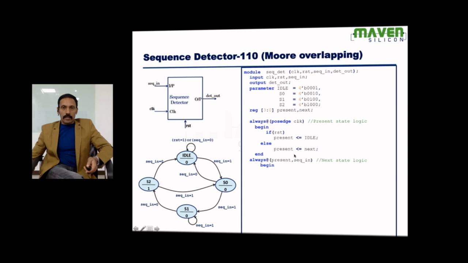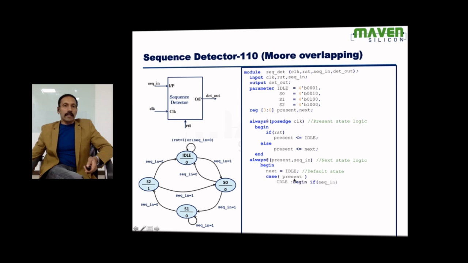Always at, with this sensitivity list, this is combinational. It's called next state logic, next state decoder. To produce next state, we need 2 things. One is present state, the other one is input. That's how we are going to define the transition. And then you have to make the default assignment because this is combinational.